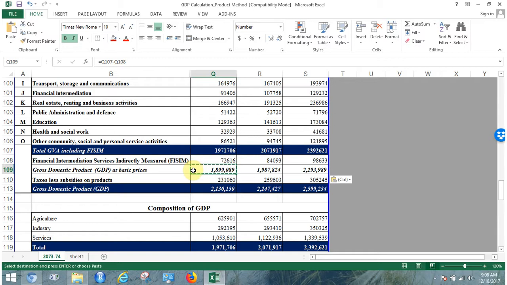So GDP at basic prices is always smaller than the GVA. Now GDP at basic prices does not include the taxes on goods and services, so it is not yet expressed at market prices or producers' prices. So now we adjust the GDP at basic prices by including taxes on products and by removing the subsidies given on those products, if any. So this is the value.